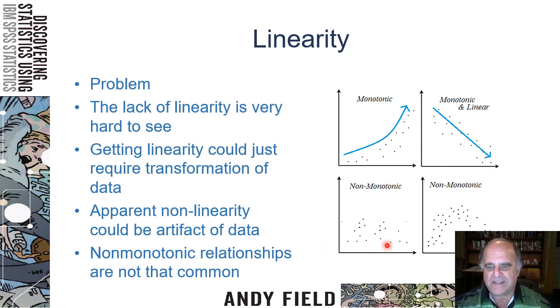This would look non-monotonic, although it could be just linear with a zero correlation, to be honest. That's one of the problems. Just looking at it, it could be a very low correlation that looks non-monotonic. This last one is clearly non-monotonic. A U-shaped curve or an inverted U-shaped curve is clearly non-monotonic. That would be very hard to get rid of with a simple transformation of the data. So usually it's fairly safe to assume that there is in fact a linear relationship.